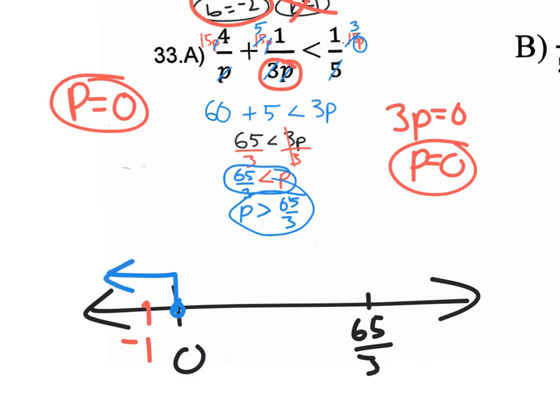Let's test the value that's in between 0 and 65 over 3. Let's use positive 1. So let's test positive 1 right there. When you plug in 1 right there, it's 4 over 1, that's just 4. 4 plus 1 over 3, because 3 times 1 is 3. 4 plus 1/3 is 4 1/3, and that's not less than 1/5. So the inside value does not work. And how about the outside value in the other area over here, which we said this was 21 point something, try a value greater, which it does work, which makes it a compound inequality, but I ran out of time.